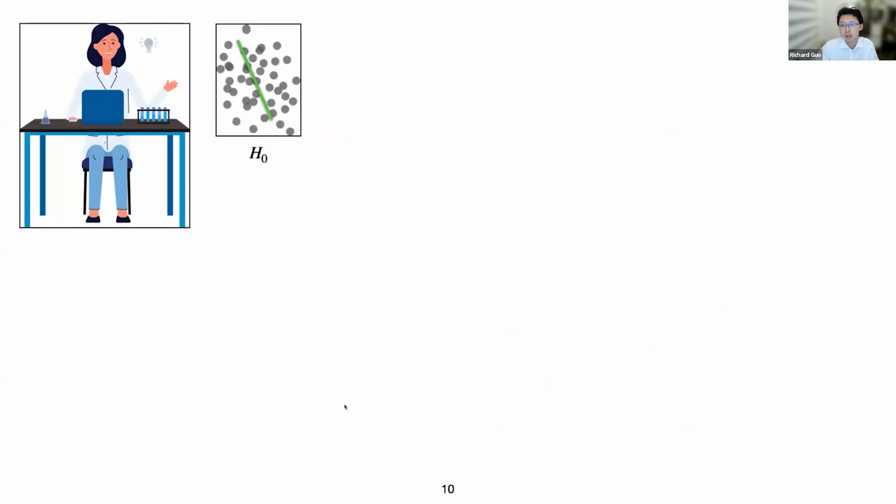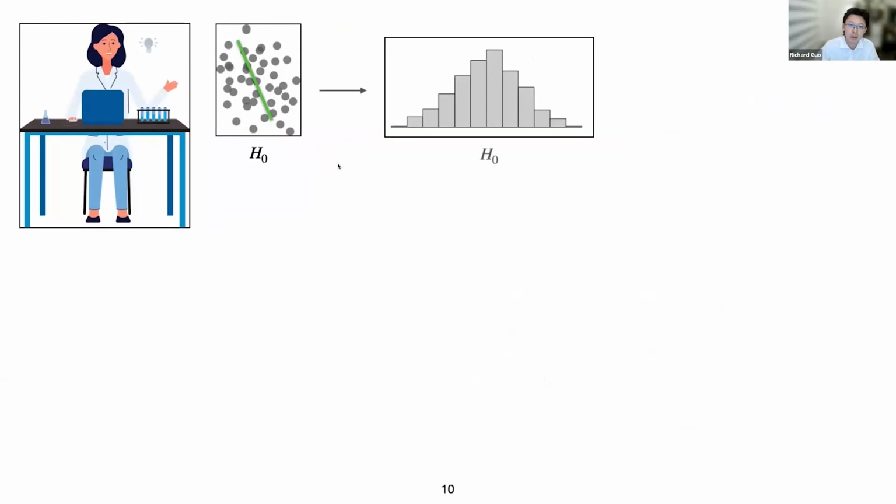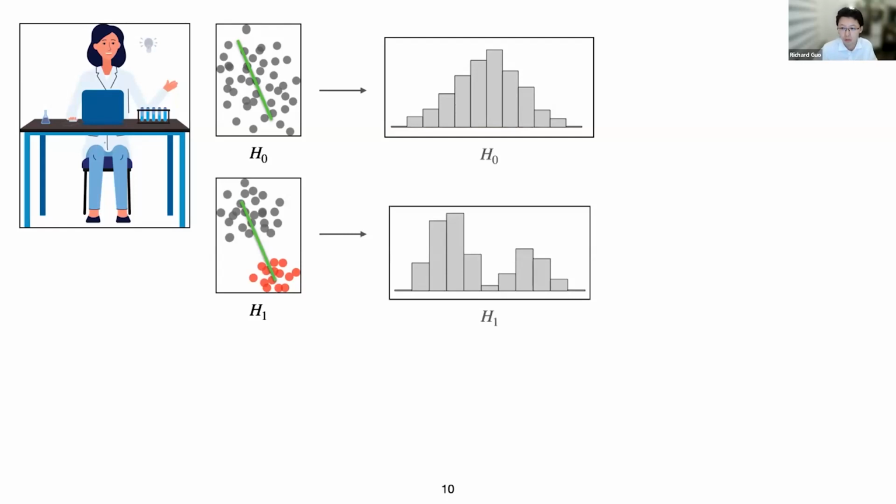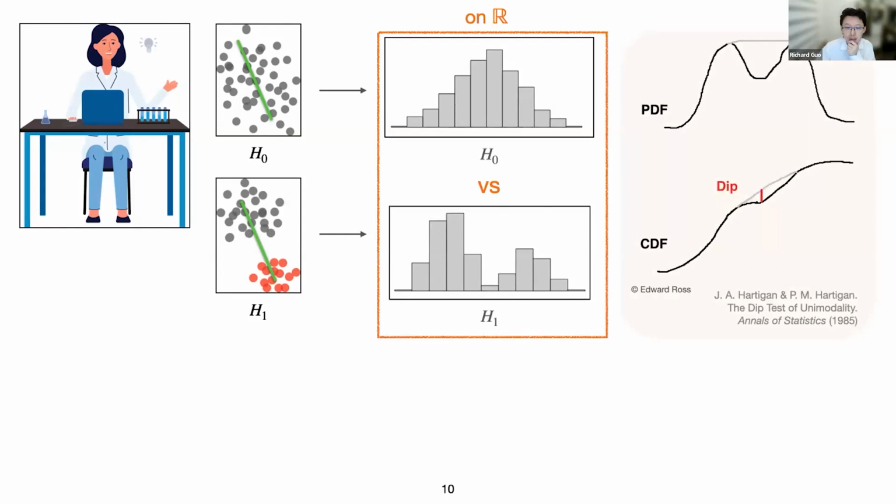Imagine all the cells come from one single unimodal distribution. Then it holds that no matter in what direction I look at the data, the projection should always be a univariate unimodal distribution. In contrast, if the cells come from a mixture of different modes, then there must exist a certain direction that reveals a univariate distribution of two or more modes. For testing unimodality versus bimodality or multimodality on the real line, this is a solved problem. For example, you can use the dip test developed in the 80s. The remaining question is, how do we hunt for the direction to look at the data?